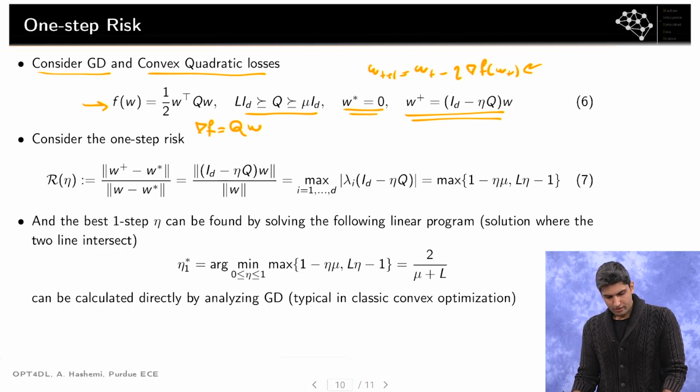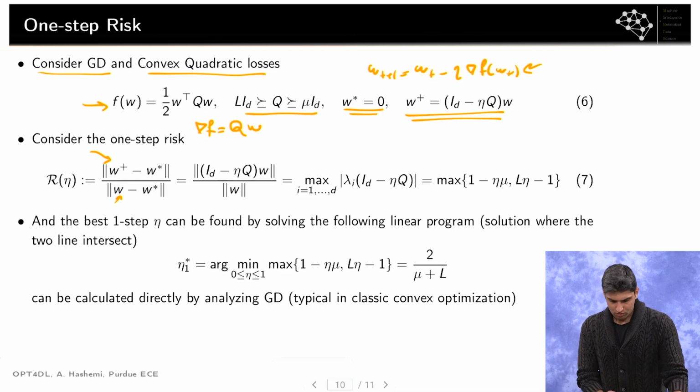So now let's consider the one-step risk. By that I mean the following: how much progress I'm going to make by updating my parameter using gradient descent relative to the progress that I had made when I'm currently at W. By progress here I mean the difference between my update W plus and the optimal solution W star, relative to the difference between W, the current solution, and W star, the optimal solution. So this is our risk, and this will be a function of the learning rate, eta.